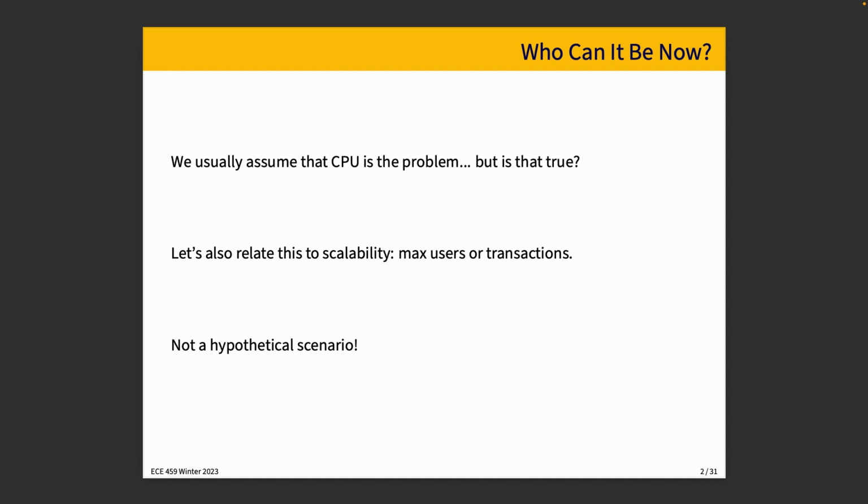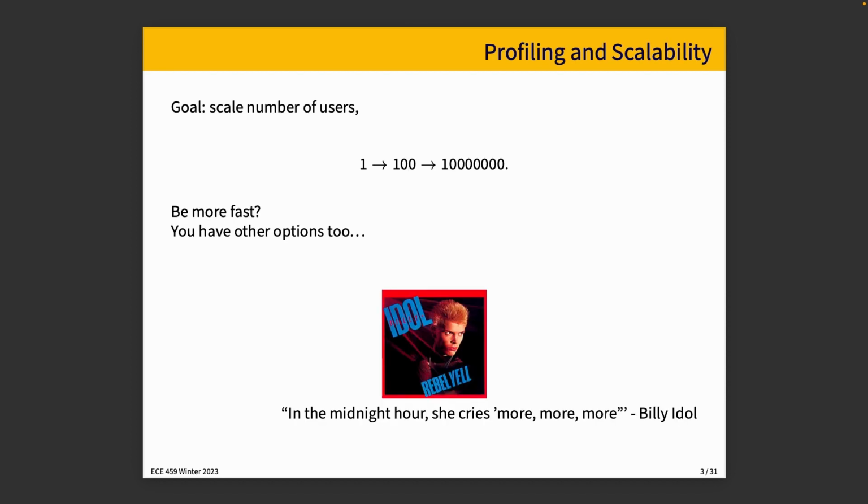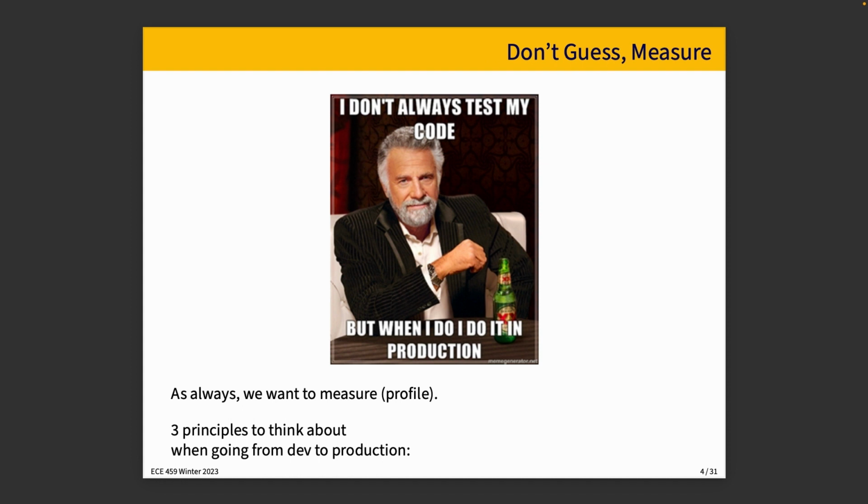So if we do identify a problem in a production system, we want to experiment with it. We want to identify, can we reproduce this problem? Can we test out if an improvement is going to work? It's not necessarily going to be that easy. And if our goal is to scale the number of users, being faster is one option, but it's not the only one. And so, as we say, don't guess, measure, and I don't always test my code, but when I do it in production. Okay, but in this case, actually, the performance that we are going to evaluate might actually be meaningfully different in production as compared to your development system, right?